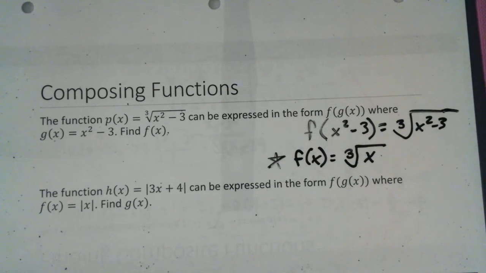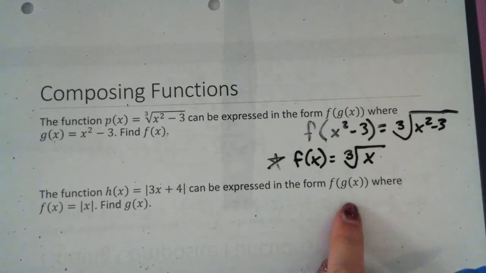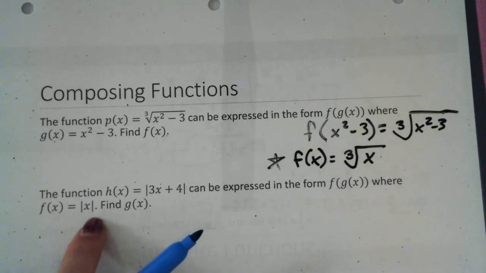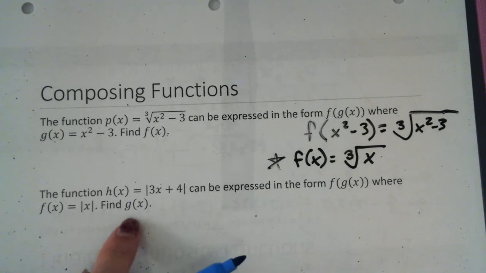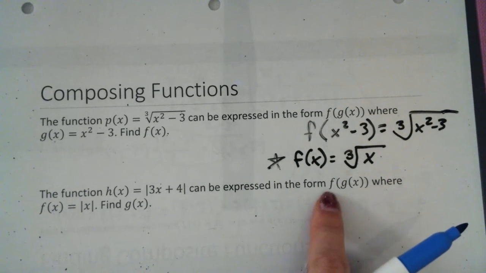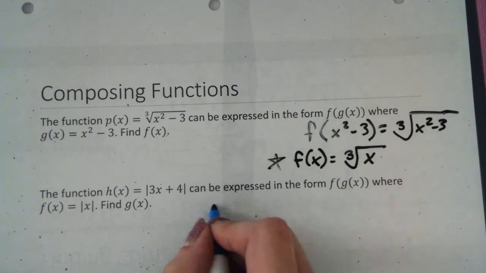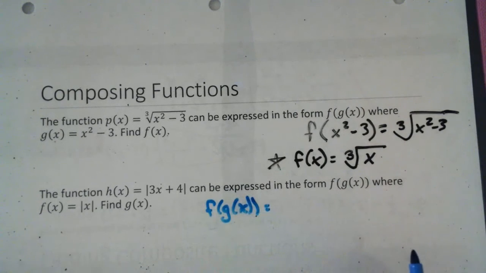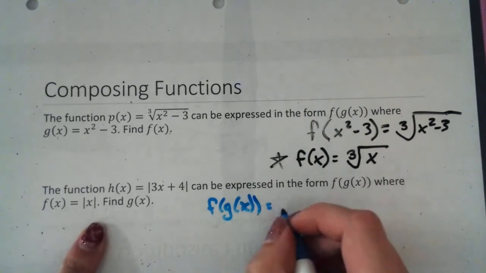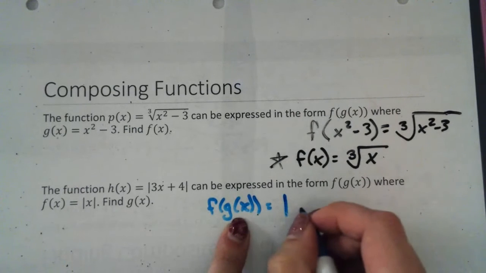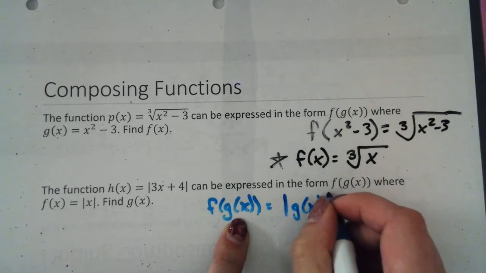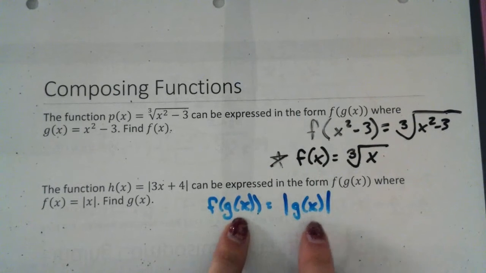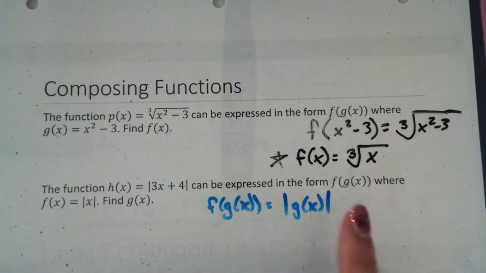Next up, we're looking at the function h of x equals the absolute value of 3x plus 4 can be expressed in the form f of g of x, where f of x equals the absolute value of x. We want to find g of x. So this time, I know the outer function. F of g of x is equal to, well, the function f is the absolute value of, and then we have g of x in here. So to find my function g of x, I'm asking myself, what is inside the absolute values?